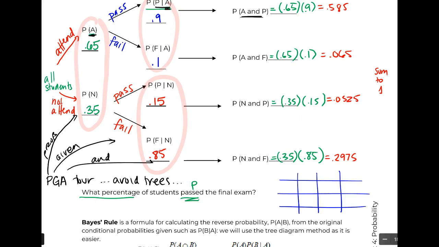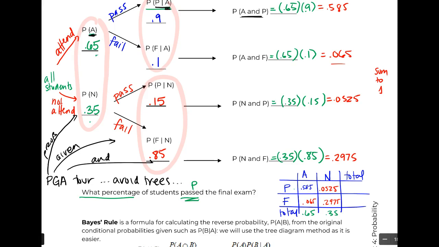So on the table, remember, we need the ands to intersect. So we need A and P to intersect because we have that and. Next to A, that's attend, we're going to have our not attend. Next to pass, we're going to have our not pass, which is our F. And then we'll have our totals. And I'm just going to grab each of these different pieces. A and F is 0.065, P and N 0.0525, N and F 0.2975. And I can even add up these rows, and we're going to get back out the 65 and 35 that we split up from here.